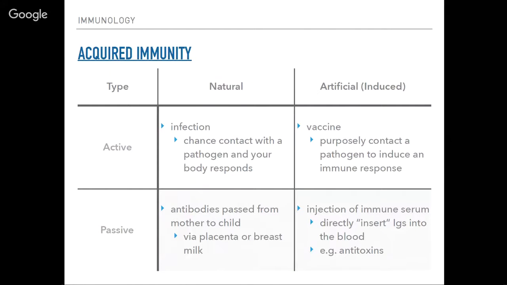Acquired immunity. We're nearly there, at the end of immunology at least. Active, passive. Active is where your body actually makes antibodies. Passive is where you're given antibodies. Simple as that. Natural versus artificial, or induced. Natural means it happens without human interference. Induced means humans have interfered and caused it. Natural is the one that happens on a day-to-day basis. You get infected, you get better. Artificial is like the vaccine.